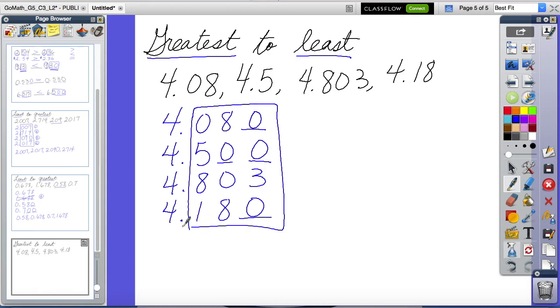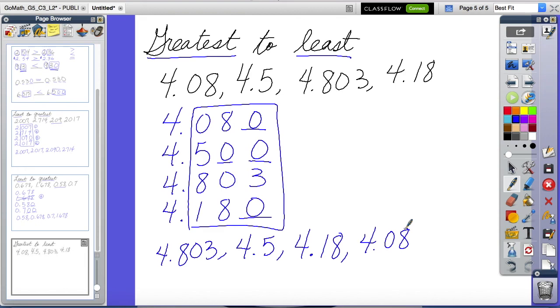And again, we're going greatest to least. So that would mean 4 and 803 thousandths would be the greatest. Working our way down to 4 and 5 tenths or 4 and 500 thousandths. You can write it either way. Next would be 4 and 18 hundredths or 4 and 180 thousandths, as is written here. And the smallest would be 4 and 8 hundredths or 4 and 80 thousandths if you keep it in that form.